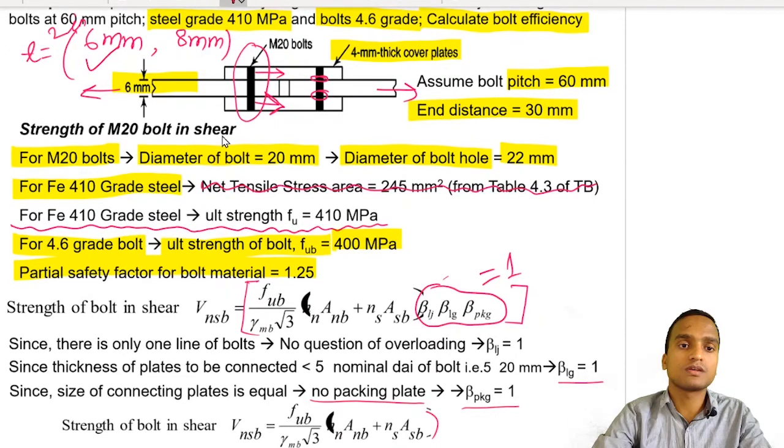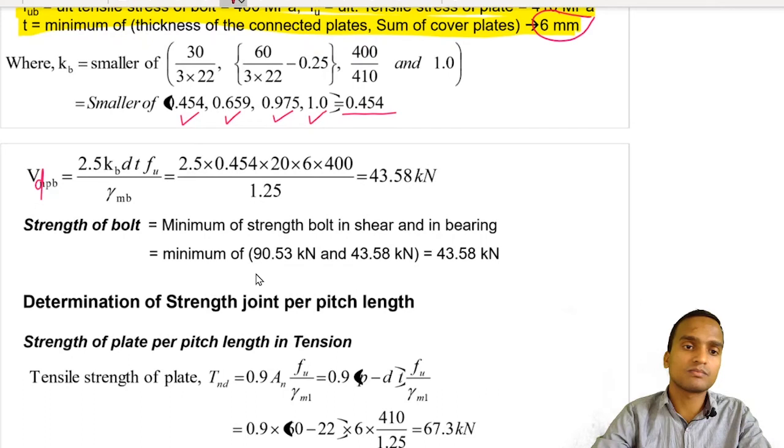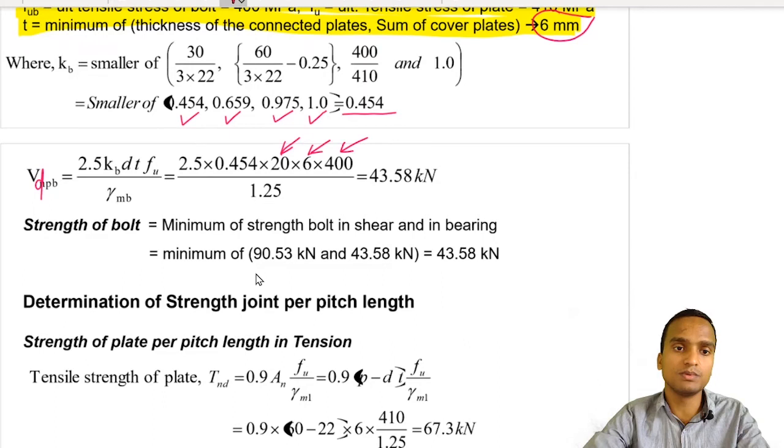So this is our thickness value as we have calculated, and we have taken t equal to 6 mm in this case also. Now k_b will be calculated as e by 3d_0, p by 3d_0 minus 0.25, f_ub by f_u and 1. So we have got all these four values. Out of these four values, the minimum value is 0.454, so that we have chosen. Then we have calculated the design bearing strength of bolt, V_dpb, and here we have divided it by the partial safety factor of bolt, and we have used all the values. See here, the diameter of bolt is equal to 20 mm and thickness of plate is chosen as 6 mm only. And for f_u, it is very, very important that we have used f_ub, and f_ub is 400 megapascal, and it comes out to be this.